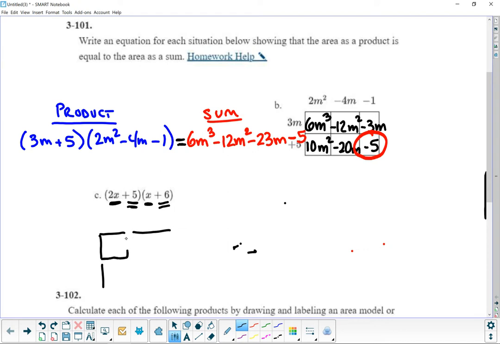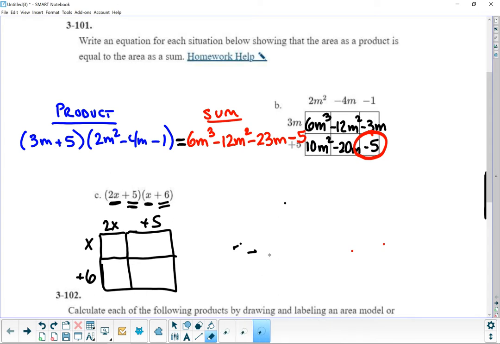So in this case, I will have an area model that is split into 4 pieces. Along the top is 2x plus 5. Along the side, and you can go with any side, is x plus 6.